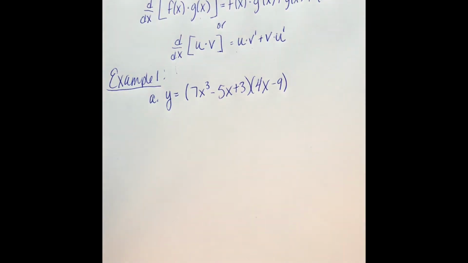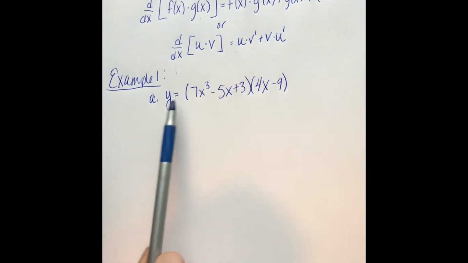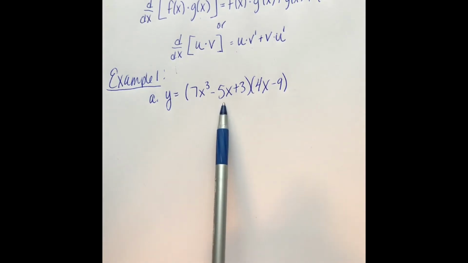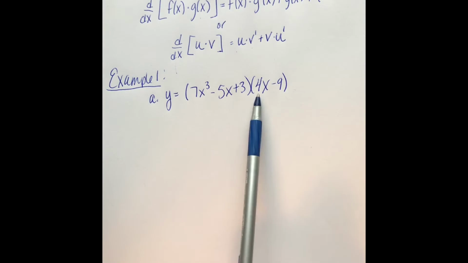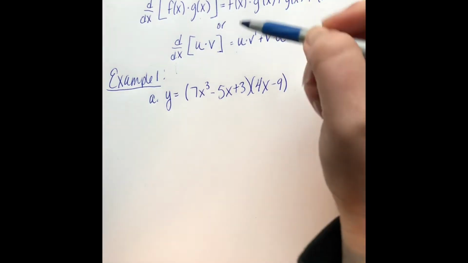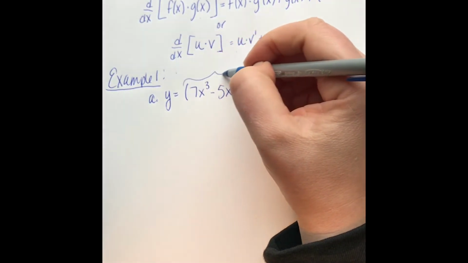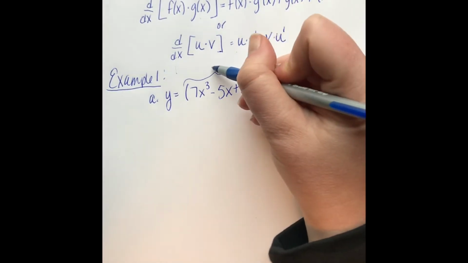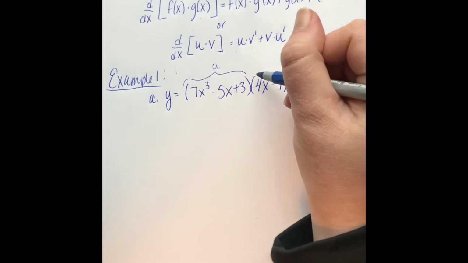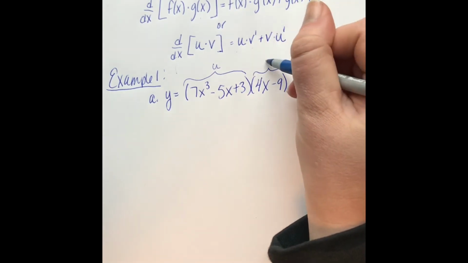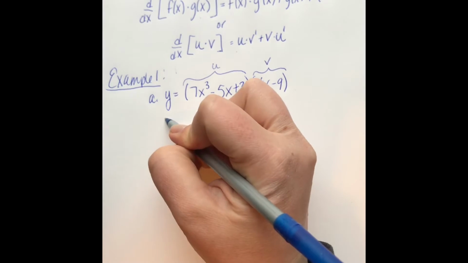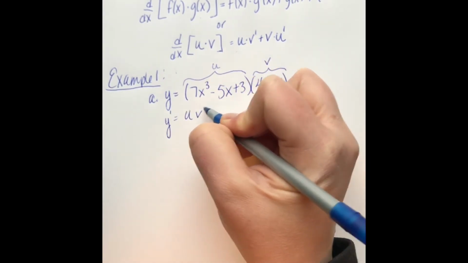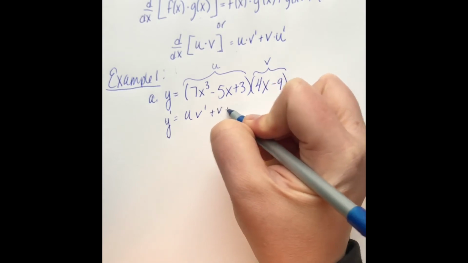Example number 1. Our first example, A, if we have y is equal to the product, multiplication, of 7x cubed minus 5x plus 3 times 4x minus 9, we're going to think of this first whole thing, 3 terms, 7x cubed minus 5x plus 3, as u, and then the 4x minus 9, that's going to be v. So again, y prime is equal to u times v prime plus v times u prime.